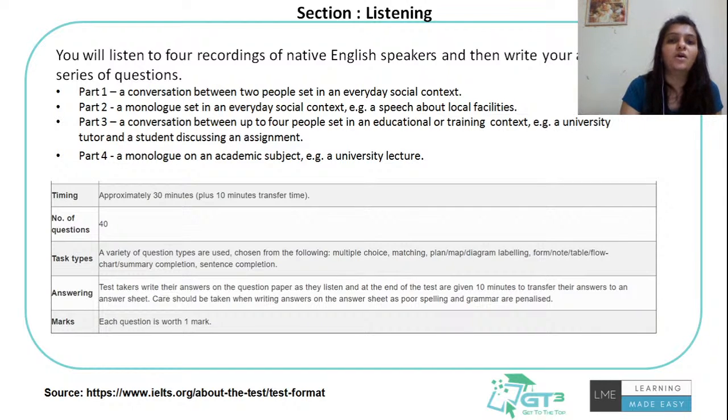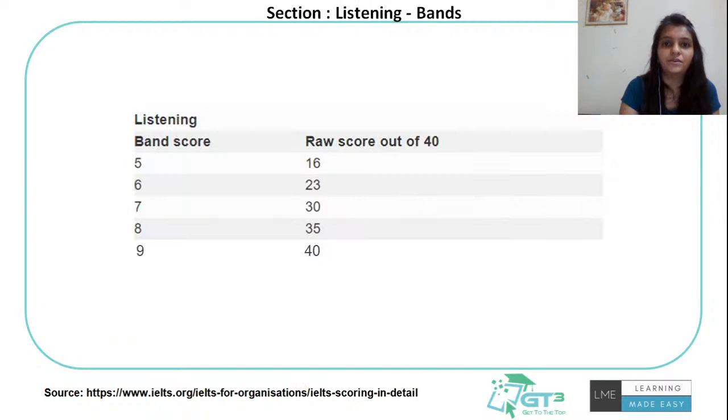Okay, now let me move further with the band scores. Yes, this is the most important part. Now for listening, the band scores are the same for the general as well as the academic ones. If you score out of 40, 16 correct, then you'll get a band 5.